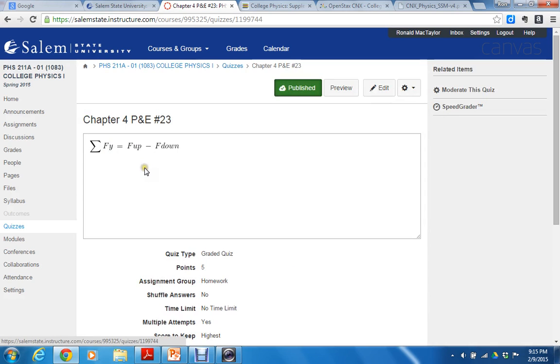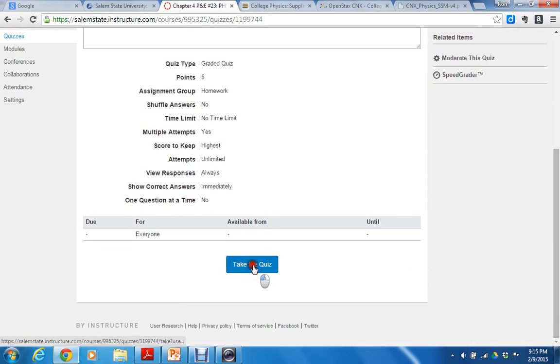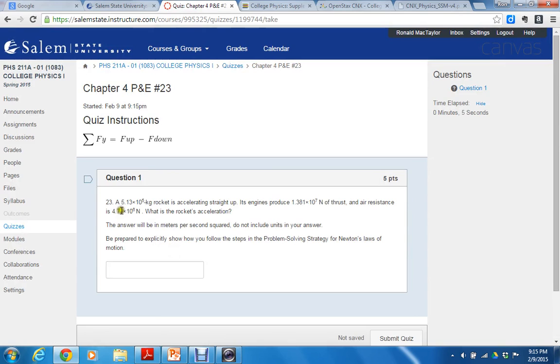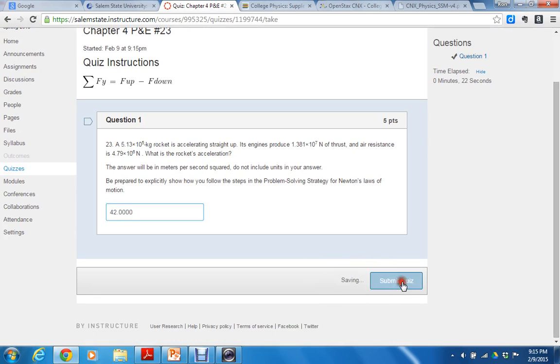So I'm going to be using this concept, I guess. I'm going to take the quiz. Here we go. It's worth 5 points, unlimited attempts. This rocket goes straight up. Here's the mass of the rocket. Here's the thrust from the engine and the air resistance. What is the rocket's acceleration? I think it's 42. Submit quiz.